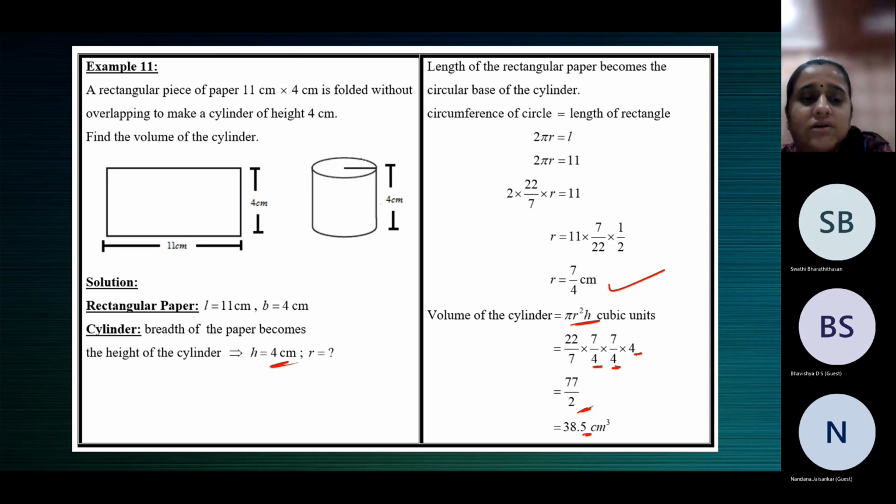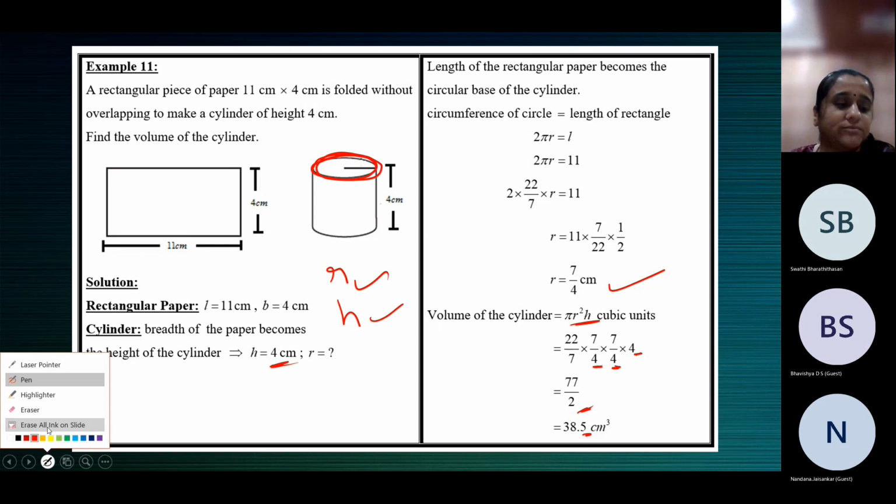The breadth of the rectangle becomes the height of the cylinder. The length of the rectangle becomes the circular base of the cylinder. So where is 11 centimeters? 11 centimeters turned like this. This one is 11. What is this? This is 2 pi r. 2 pi r is equal to 11. When you equate that, you can find the value of r. Now we know r and we already know h. Using r and h, you can find the volume.